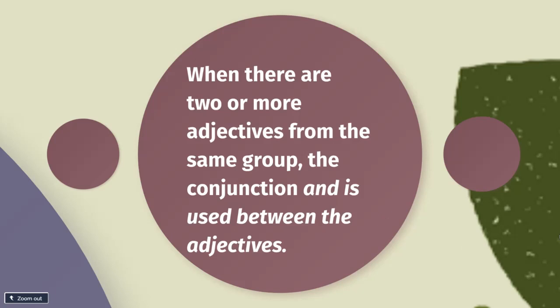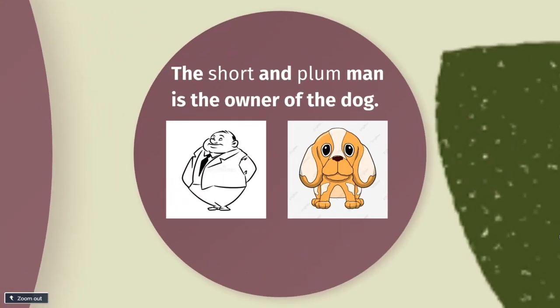We will witness a few examples. Let's see what is there in the example. Here it says that the short and plump man is the owner of the dog. So short and plump come under the category of size. Short and plump mark the size of the man. So the sentence has two adjectives from the same group. The group is size. So whenever we have adjectives from the same group, we put and in between.